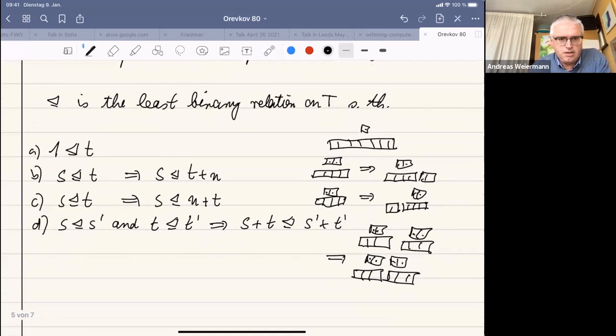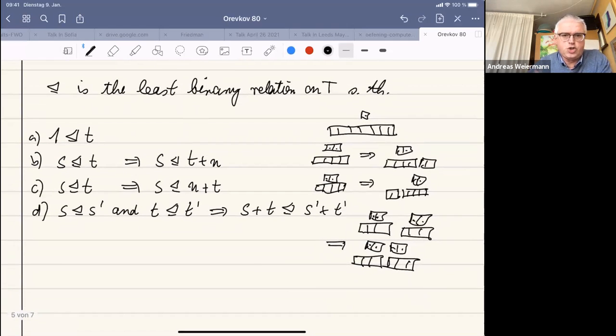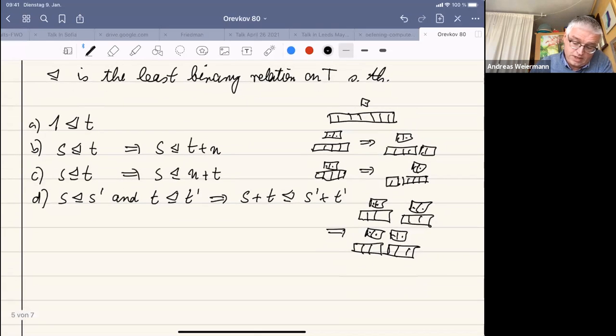So these inequalities, this notion can be explained easily to secondary school students. Now this covers the additive terms, but of course we have the same laws for the multiplicative terms. So we have E.